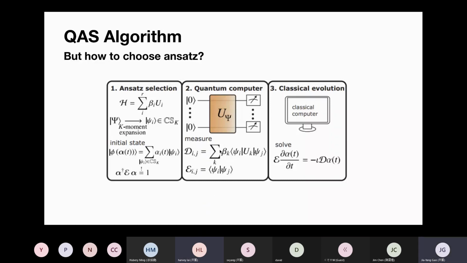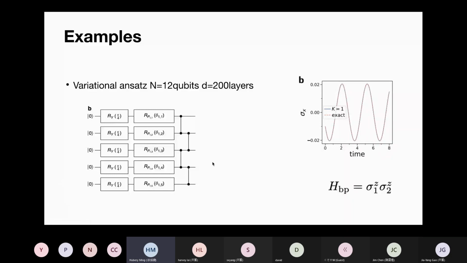Any other problem? Maybe I missed your point. I'm wondering, you said you don't need a feedback loop, so you just arbitrarily choose the theta and fix it, and then you do the measurement to get D and epsilon. Then you use D and epsilon to do the differential equation calculation on a classical computer. And then that's done. So you just need to do it once. Yeah. You're right.